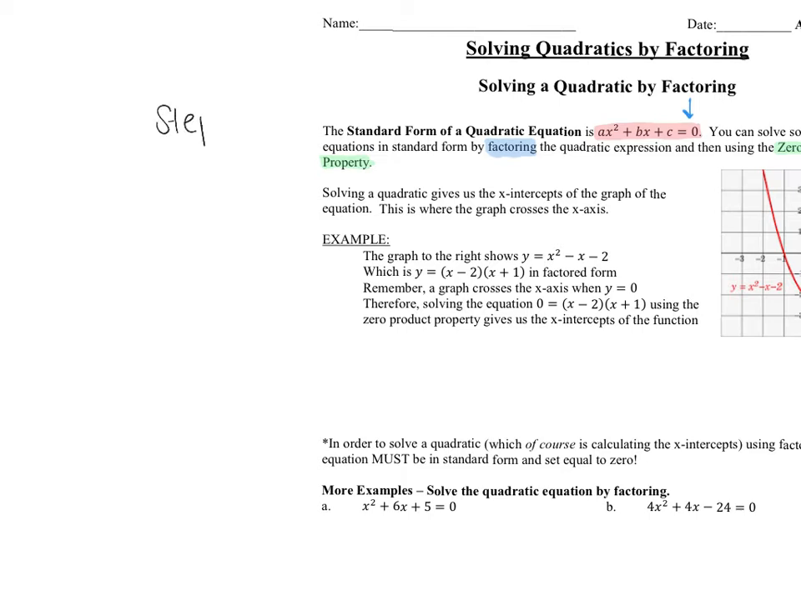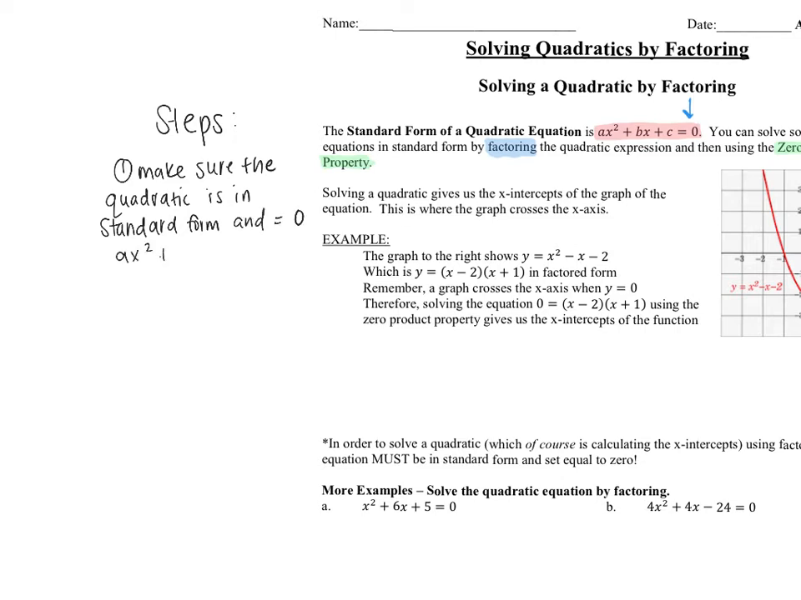So steps. Step 1 is to make sure the quadratic or the equation, whatever you want to call it, is in standard form and equal to 0. So it should look like so. Okay, so that's step 1.